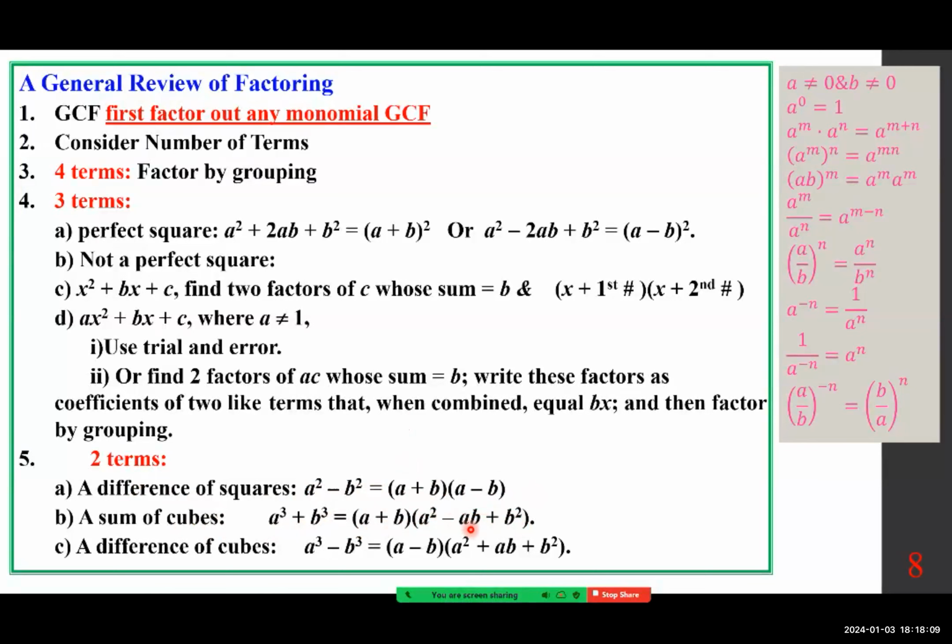is not the same as this one. This has negative 2, this has negative 1. So this is a prime polynomial.